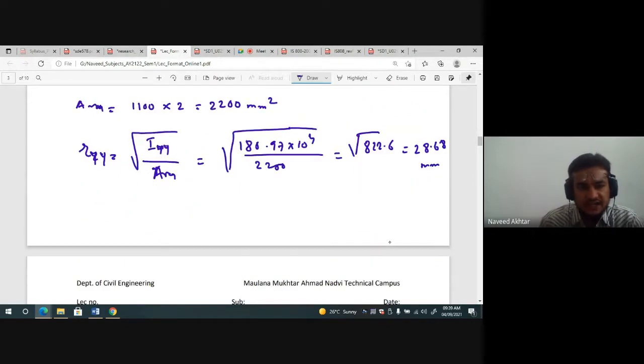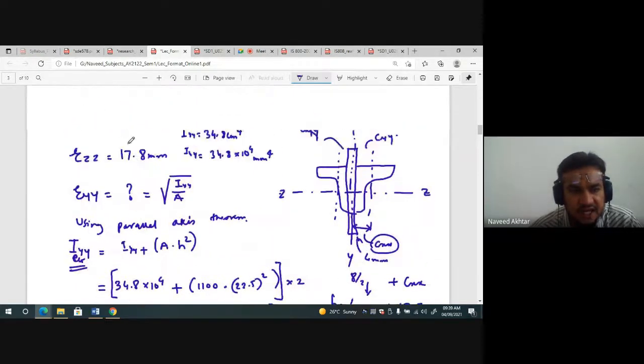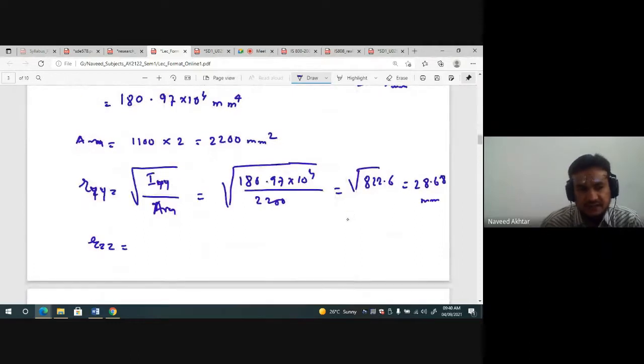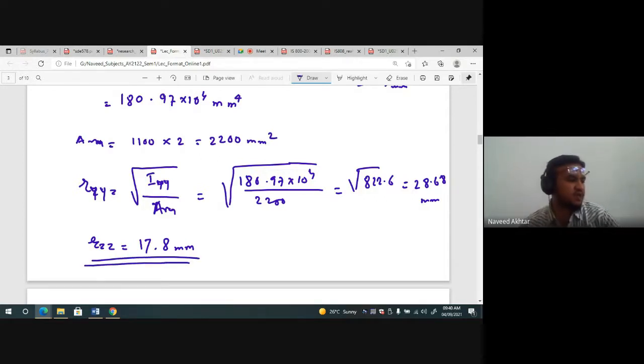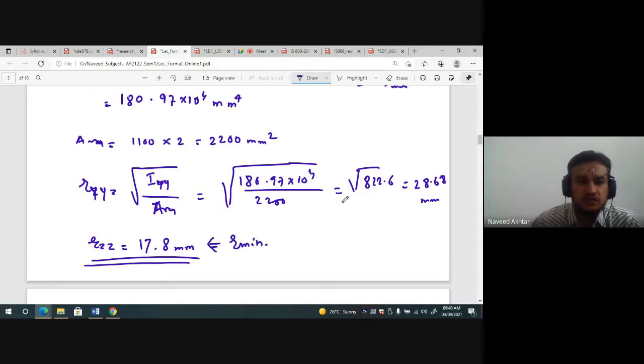So how much is our RZZ? RZZ is 17.8 mm. So this is less than this 28.68. So that's why always when we are going for the double angle section back to back, RZZ will be minimum, because you are putting the angle at a distance, RYY will be greater. So this will be the R minimum. Okay, so we will take R minimum.